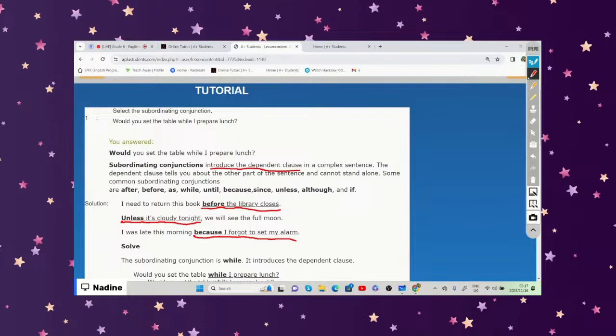So can you basically see that a dependent clause doesn't necessarily just have to be at the end of the sentence, or let's say after the independent clause? It can also be at the beginning of the sentence, right? That clause can be at the beginning of the sentence, or it can be close to the end, right? As long as you identify the subordinating conjunction, because the subordinating conjunction introduces the dependent clause within a complex sentence.